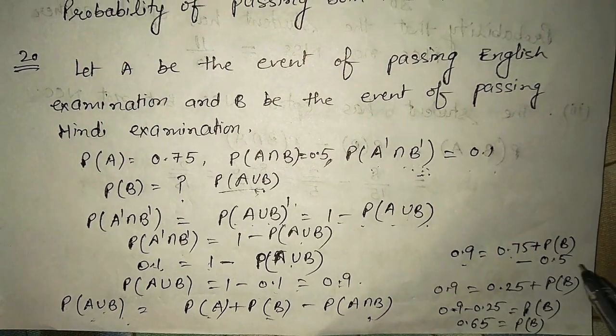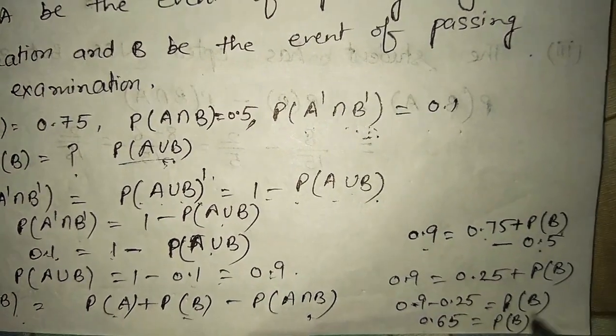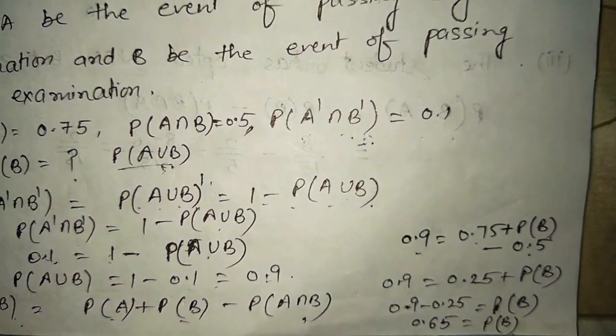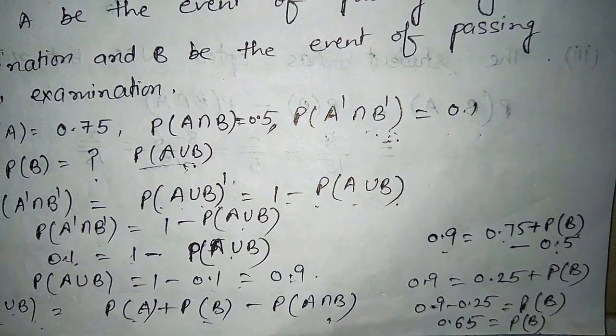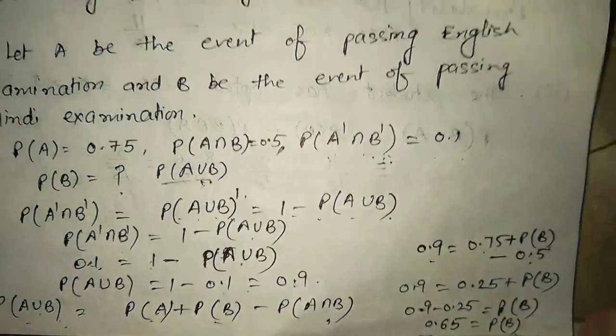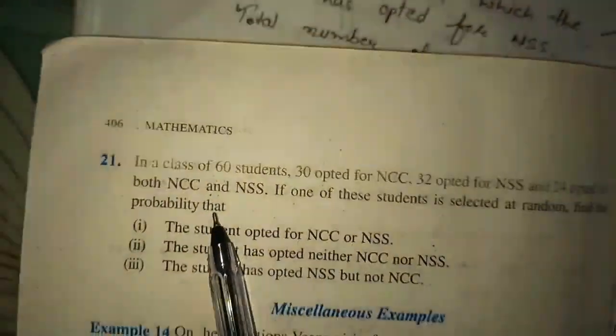P(A) is 0.75, P(B) we want to find out, and P(A intersection B) is 0.5. After solving, we will get P(B). It means the probability of a student passing the Hindi examination. This is 0.65. Now come to question number 21. This is the last question of the 16.3 exercise.